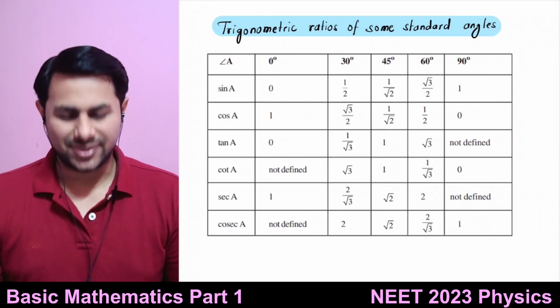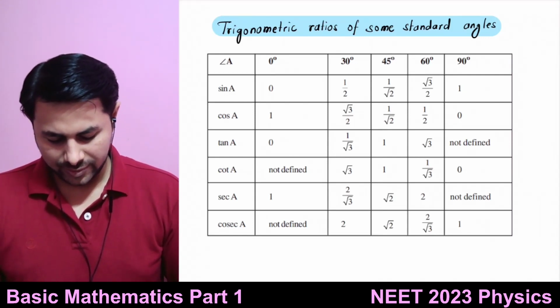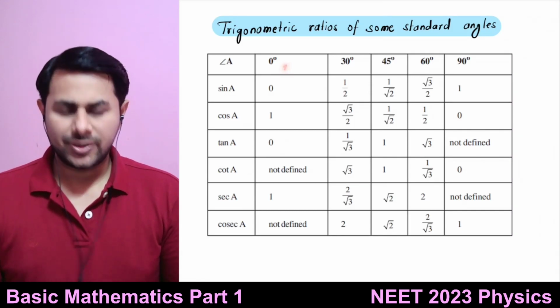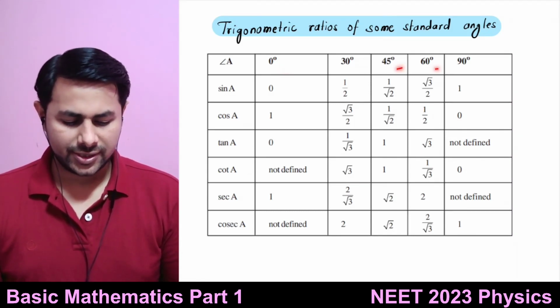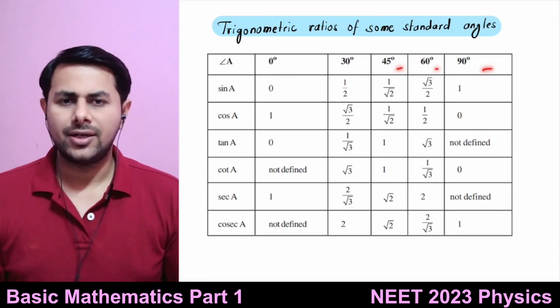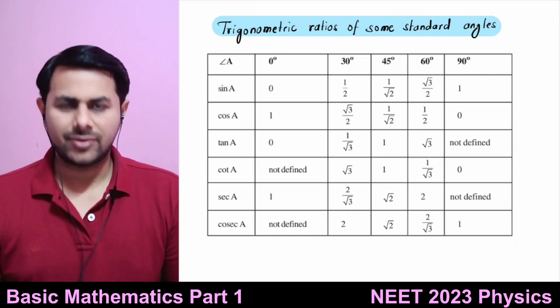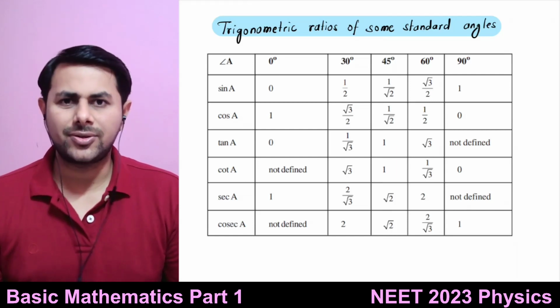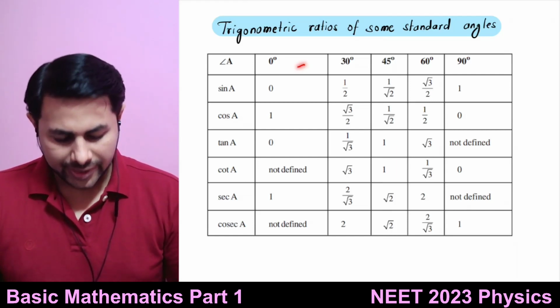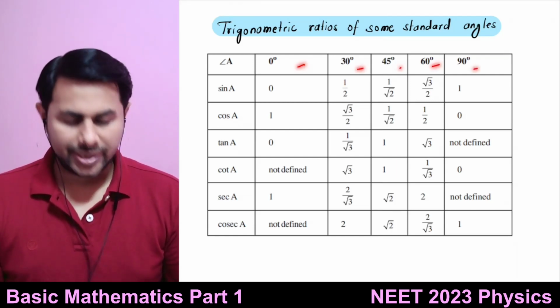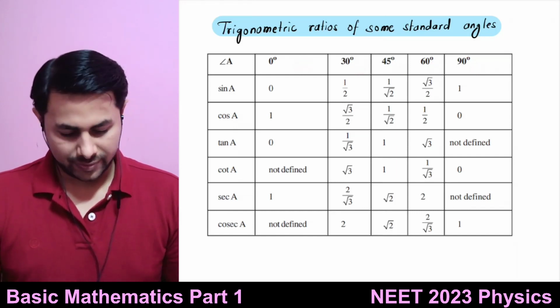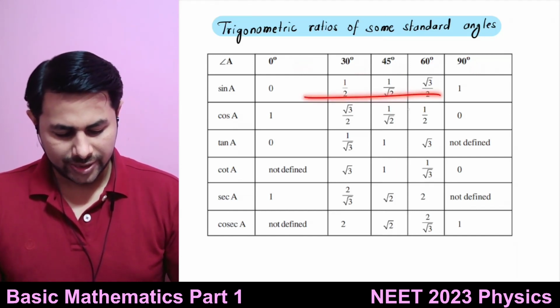for particular angles. Which are those angles? These angles: 0 degrees, 30 degrees, 45 degrees, 60 degrees, and 90 degrees. These angles will appear many times when we study physics or maths also. So it's better to memorize the trigonometric ratios for these angles.